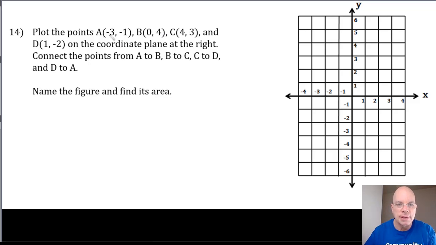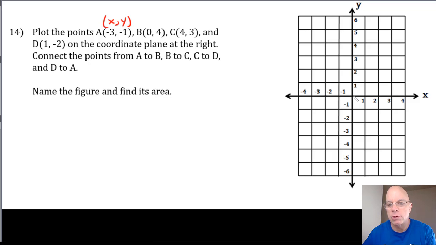Point A is at (-3, -1), so first we need to remember that it's called an ordered pair because the coordinates are given in order, x followed by y, your horizontal coordinate first and your y coordinate second. We always start at the origin, that's why it's called the origin, it's a starting point.